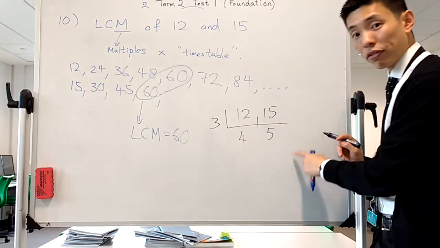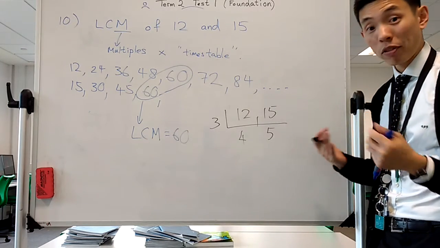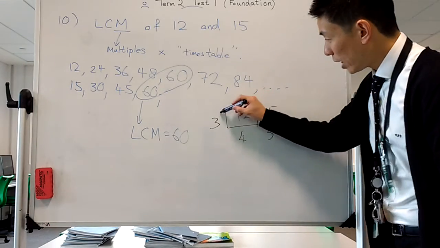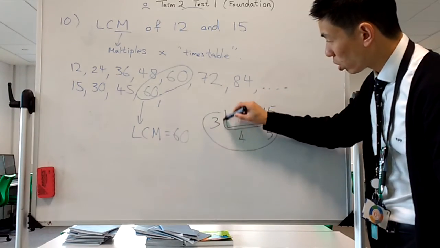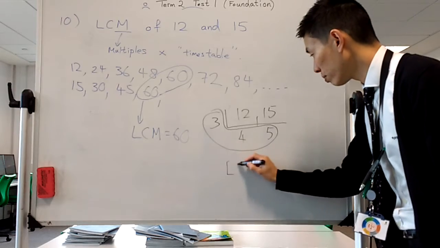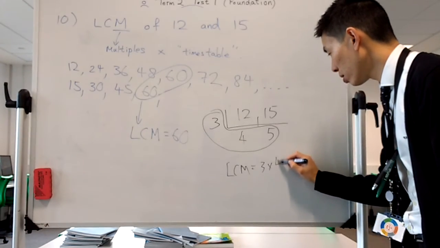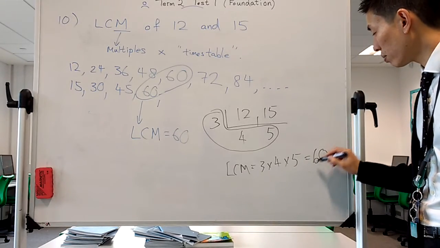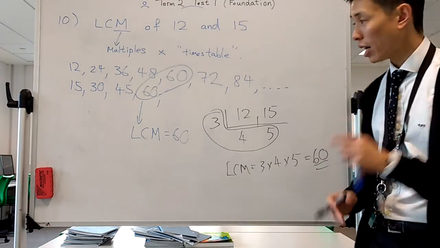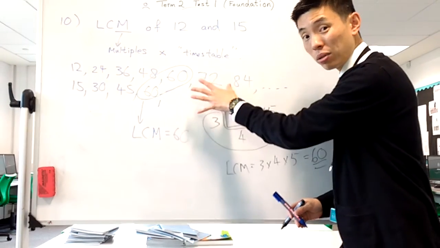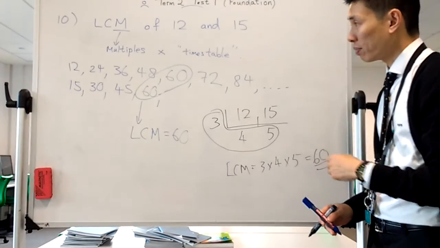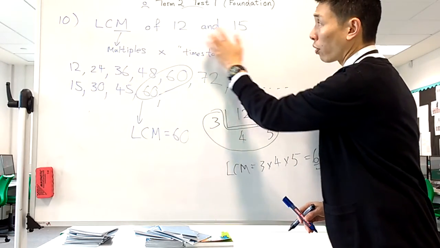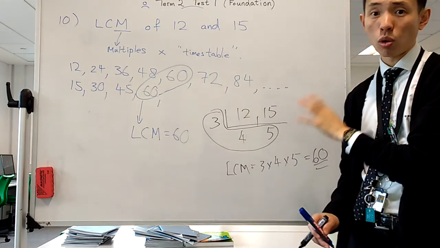What number goes into 4 and 5 now? Well, apart from 1, there isn't. So therefore, it's done. And LCM is all those numbers multiplied together. 3 times 4 is 12, 12 times 5, 60. Same answer. Now, you might appreciate this one still more than this. However, when the numbers get really large, or if you are asked to find the lowest common multiple of 3 numbers, this is the way forward.